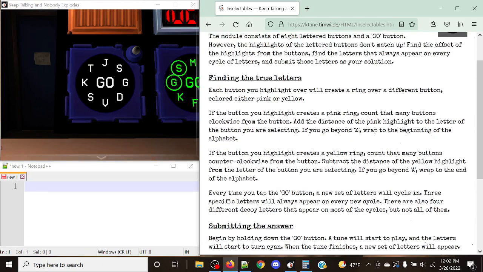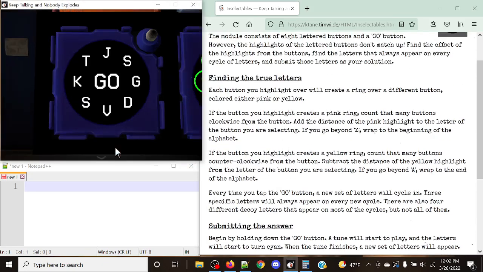So let's take a look at this sequence and figure out what we can find based off of this. I'm going to go a little bit faster because it's a lot of mental math in your head. Just remember: pink, clockwise, add; yellow, counter, subtract. That's all you need to do, and that's the way this module works. And remember, it's based off of distance, not adding the alphabetic position that is being highlighted.